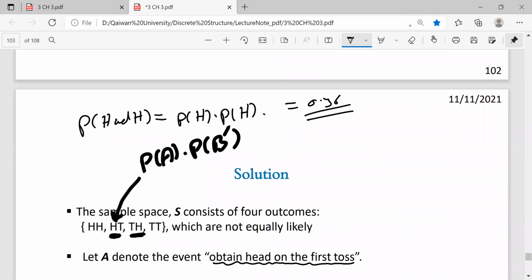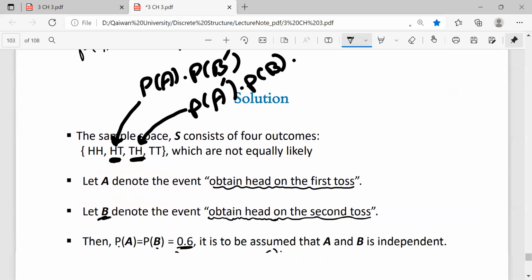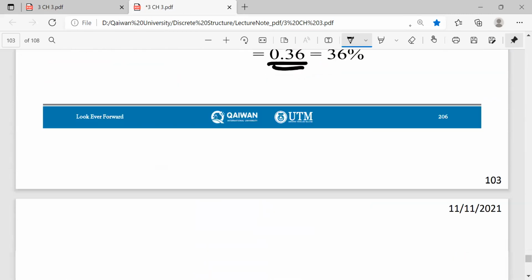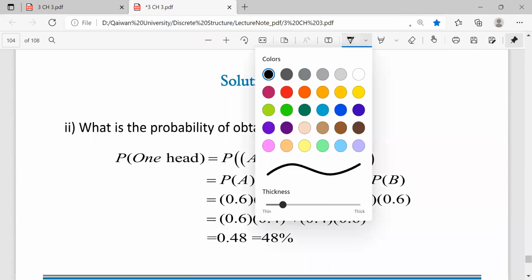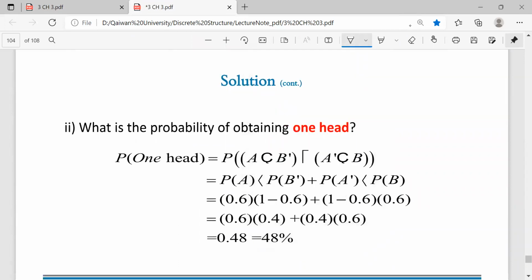So this one is probability of A times probability of B complement, and this one is probability of A complement, because the first one is tail, it's not head, times probability of B. We just find these and the sum of them. That's the result. So let's find it. You see this multiplication, sorry.